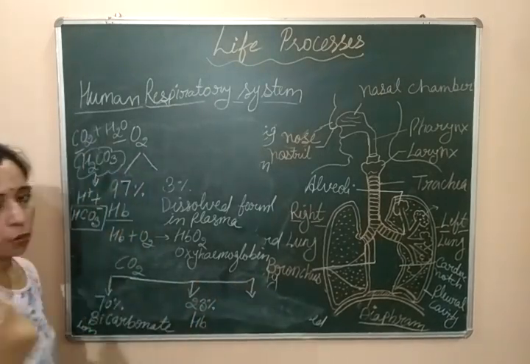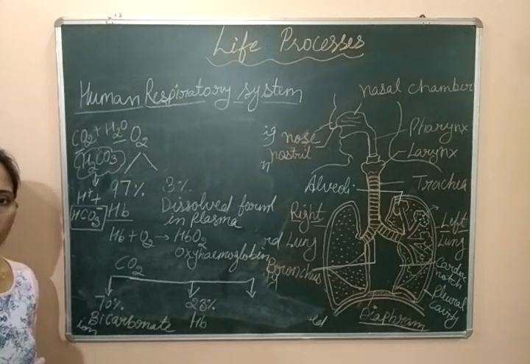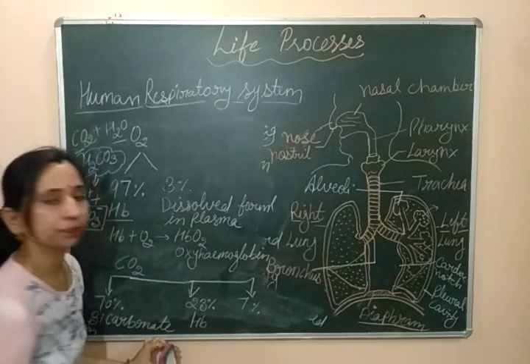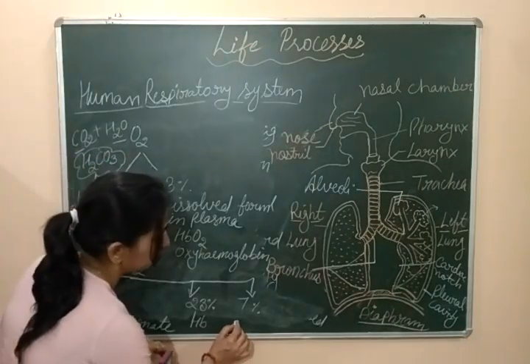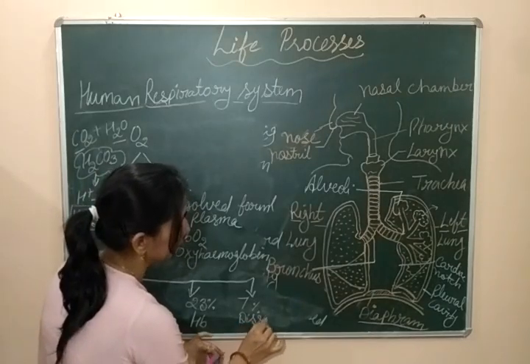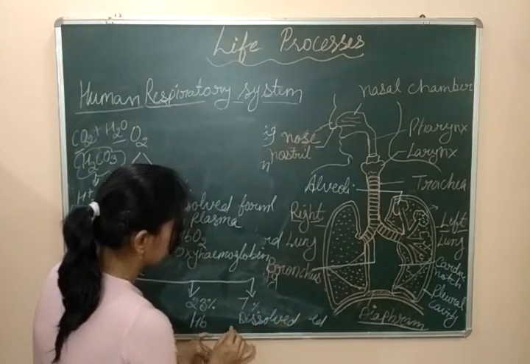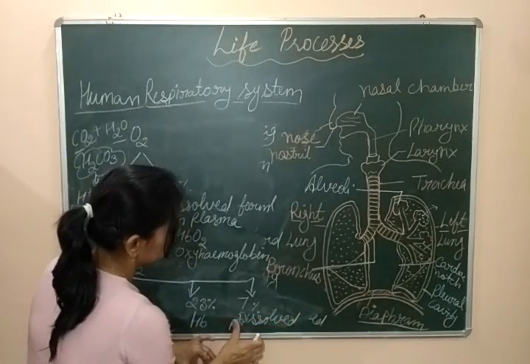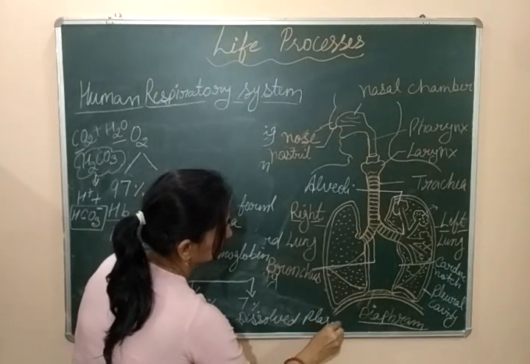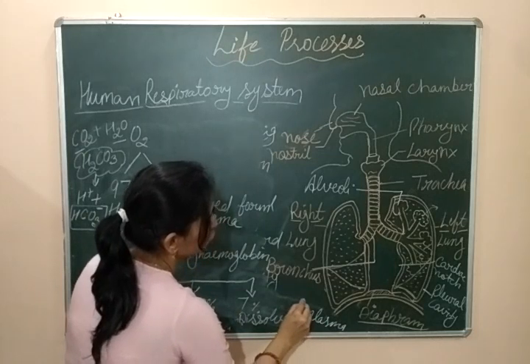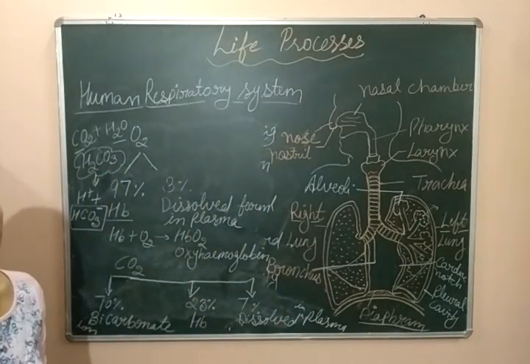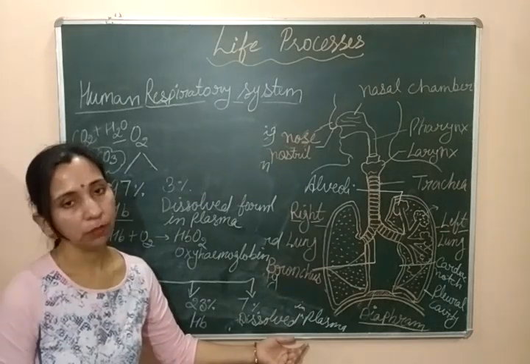Now for the rest, how much percentage is left here? It is almost 7%. 7% of carbon dioxide is transported in dissolved form in the plasma. It gets dissolved in plasma. So up to 7% carbon dioxide is transported in dissolved form in plasma.